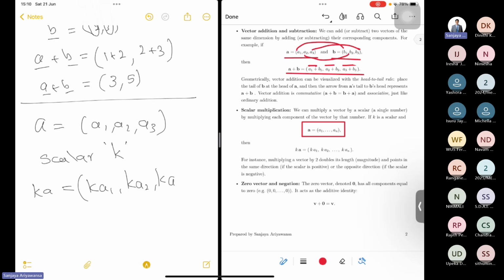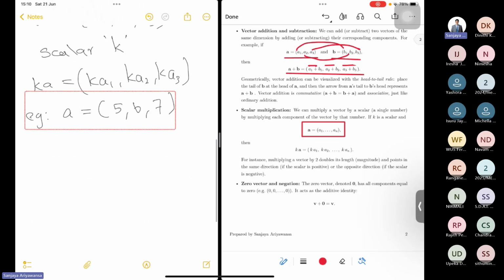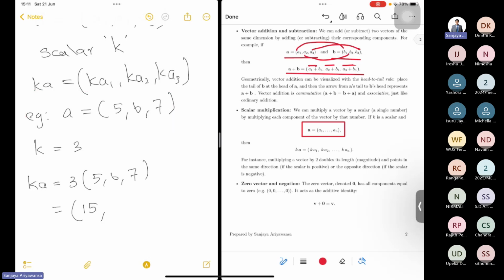Ka1, Ka2, Ka3. So for example, again, if you take a vector A, let's say 5, 6, 7, and you take a scalar, let's say it's 3. Then KA is simply 3 times 5, 6, 7, which is 3 times 5 is 15, 3 times 6 is 18. You have to multiply all the numbers. 7 times 3 is 21. So now KA is this. That's a scalar multiplication. So you can multiply a vector by a scalar, a single number.